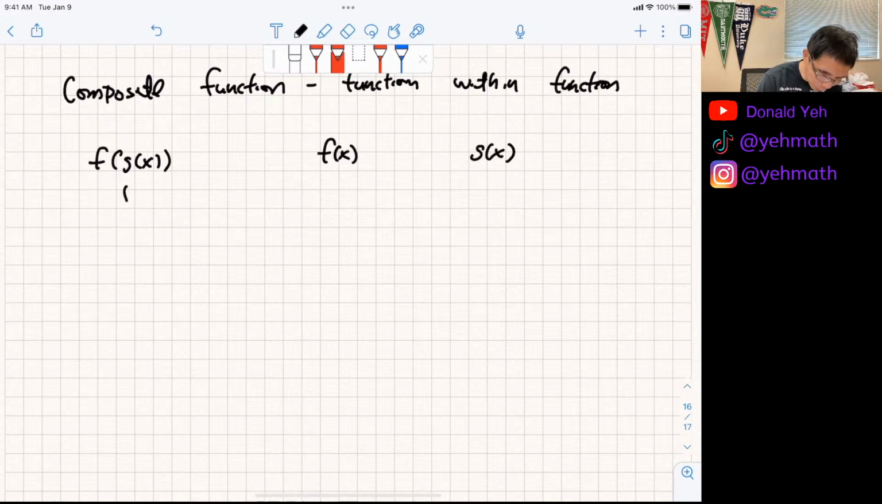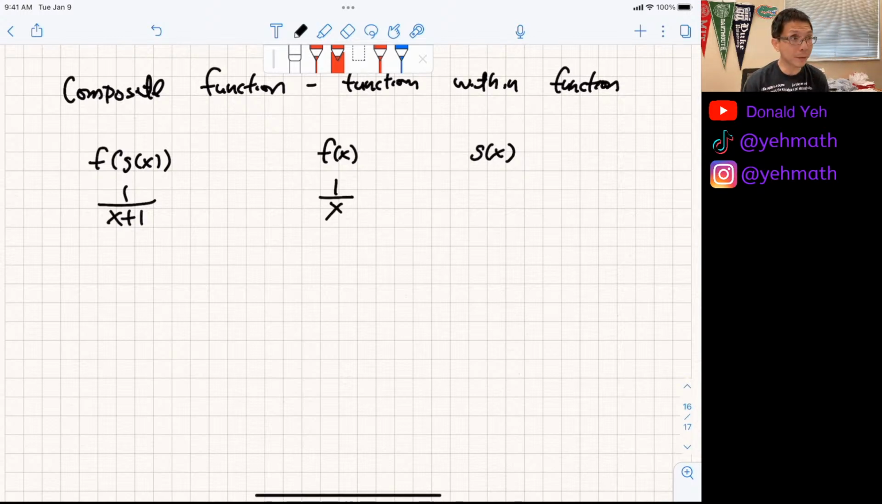So what if I have 1 over x plus 1, what is my f of x and what's my g of x? 1 over x is f of x, good. And g of x is x plus 1. Does that make sense? It's pretty easy, right? You have to understand which function is within which function.